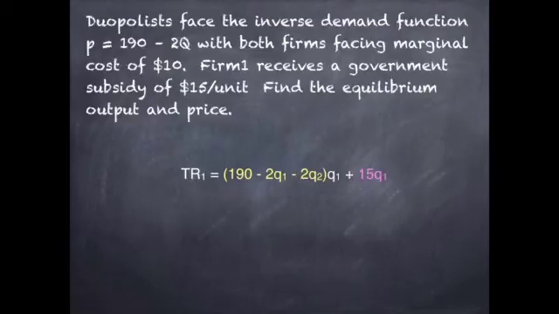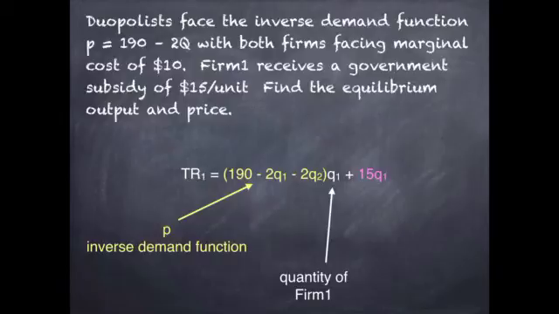So that is what the total revenue function for firm 1 is going to look like, and I have sections of it in different colors to illustrate what the different parts of this actually mean. In yellow, we have the inverse demand function. In white, Q1 there is the quantity of firm 1. So what we're doing on that left-hand part, those two parts right there, is just price times quantity. And in purple, we have the subsidy. The subsidy is $15 per unit, so the total subsidy is going to be equal to $15 multiplied by the output of firm 1.